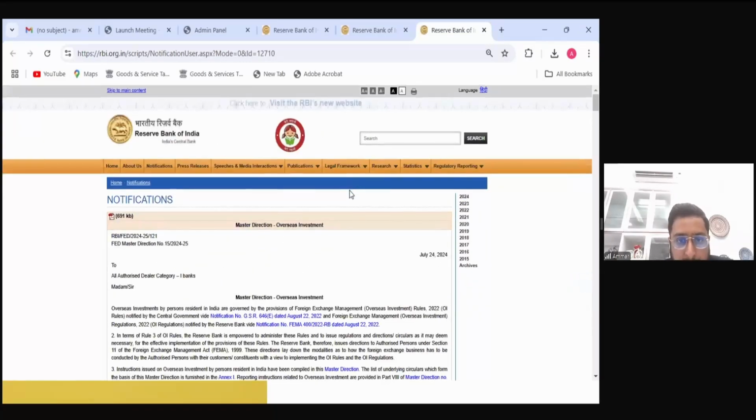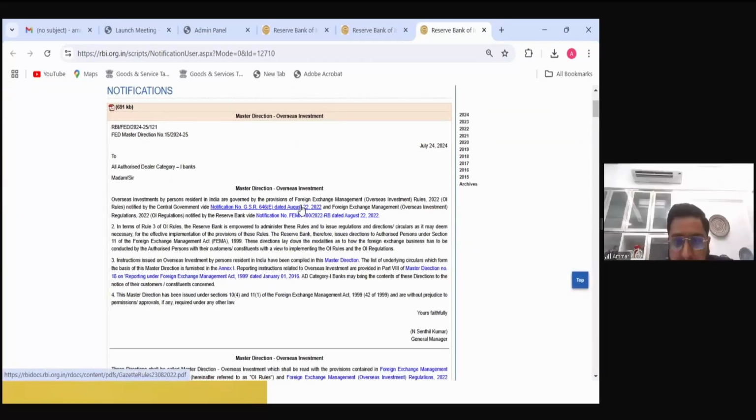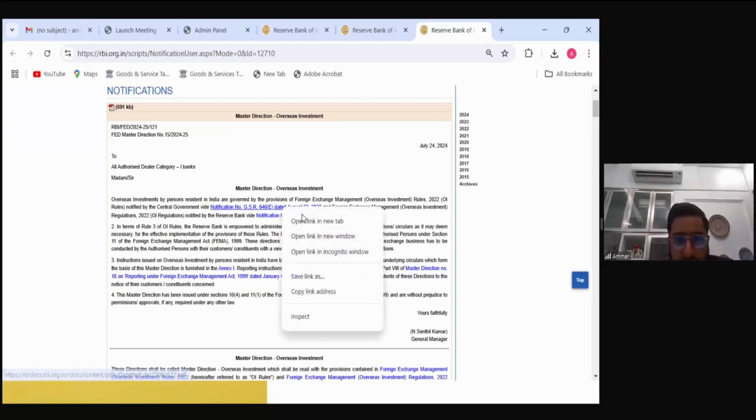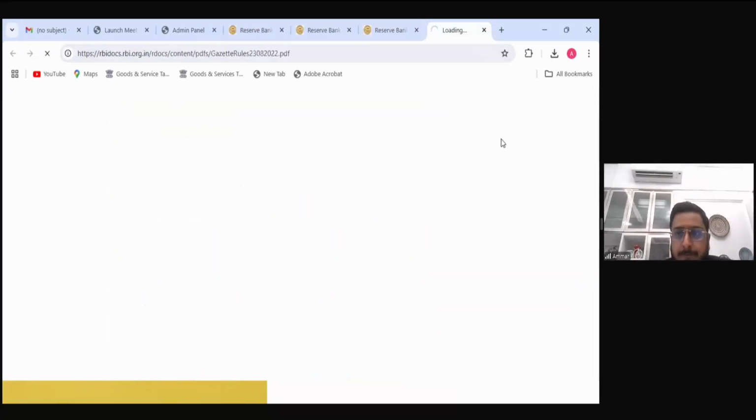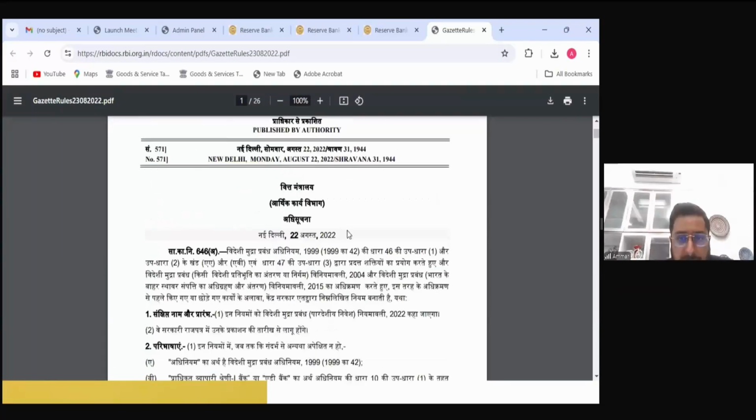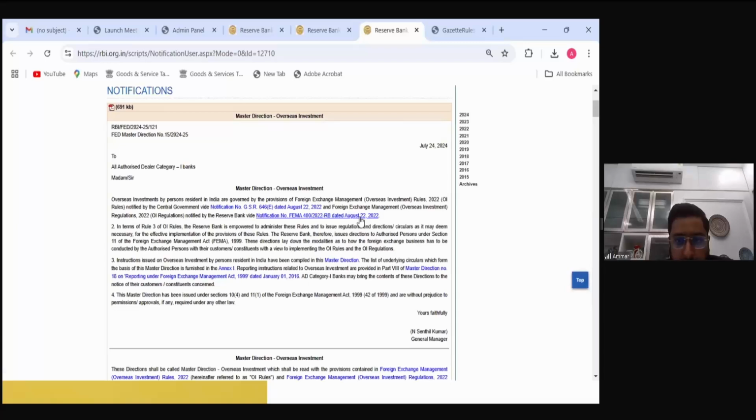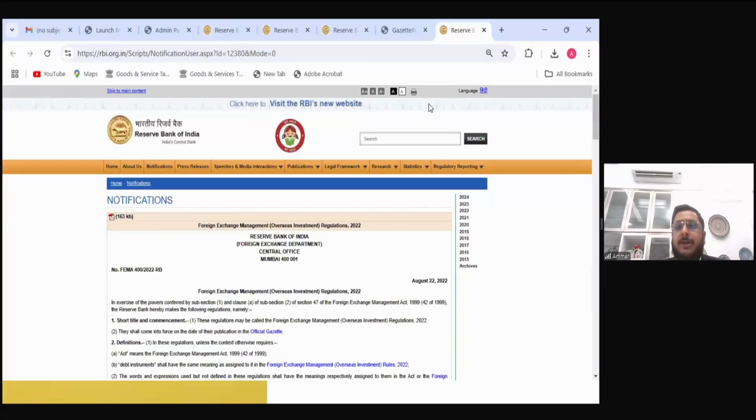And again, if you see, the rules are over here and the regulations over here. If I click on the rules, these are the latest rules which have come in. And if I go to the regulations, here is the list of regulations. If we want, we can always download it from the portal. And I think if you have the latest directions, the latest rules, and the latest regulations, you should be good to go.